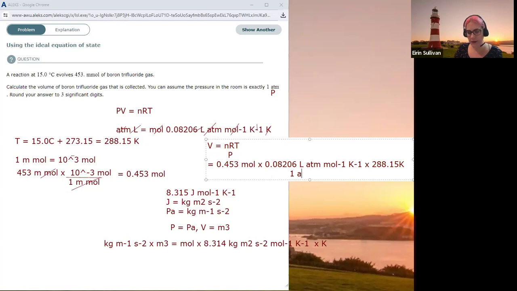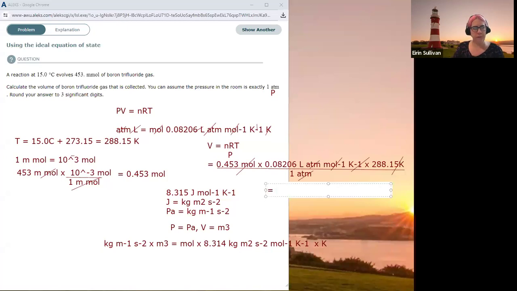Always check that your units are cancelling correctly. That's how you can verify you've used the right version of the gas constant and done everything right. So atmospheres cancels, moles cancels, Kelvin cancels, leaving me with units of liters, which is very appropriate for a volume. All right, so 0.453 moles times 0.08206 times 288.15 Kelvin divided by 1 atmosphere gives me 10.7 liters to 3 significant digits.